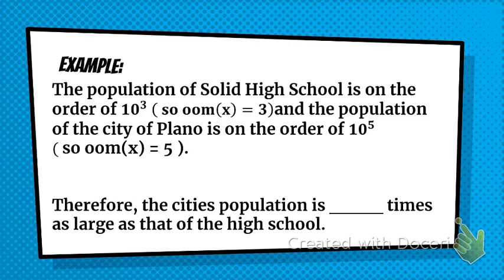If the population of Solid High School is on the order of 10 to the 3rd power, that means that our order of magnitude is 3, that exponent. Notice how that's written with the base of 10. And the population of the city of Plano is on the order of 10 to the 5th, so our order of magnitude is equal to 5, and it has a base of 10. I want to find out the city's population and how many times as large that is of the high school.